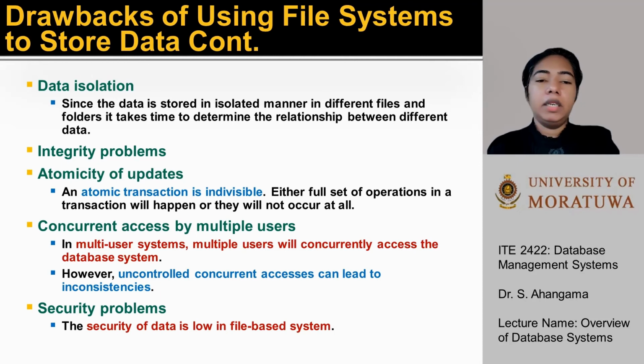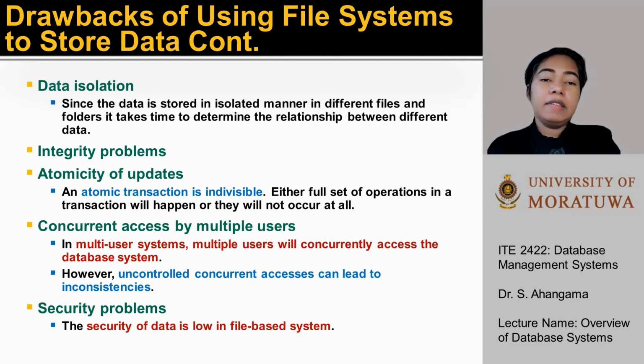Concurrent access by multiple users. In multi-user systems, multiple users will concurrently access the database system. However, uncontrolled concurrent access can lead to inconsistencies. Therefore, the system should maintain a control mechanism to overcome this problem. But in a conventional file-based system, this kind of control is difficult to provide. For example, two people reading the same account balance and updating it at the same time could lead to inconsistency.